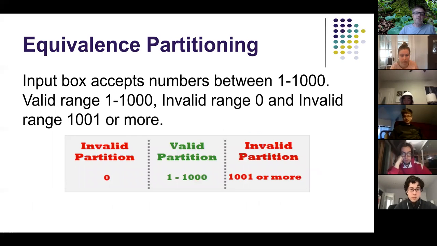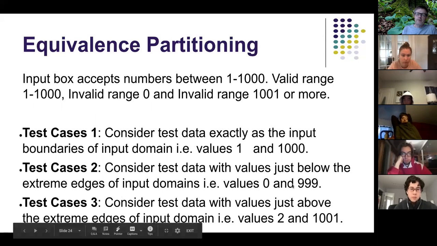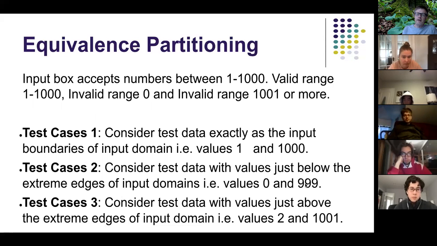Here's another example. Let's say we have a function where the input has to be 1 to 1,000. Well, once again, we have 3 partitions. We have the partition where it's less than 1, if it's an integer, a positive integer, then 0; 1 to 1,000; and then 1,001 or more. Obviously, we want to test from each of those. So test case 1, pick things that are from 1 to 1,000.